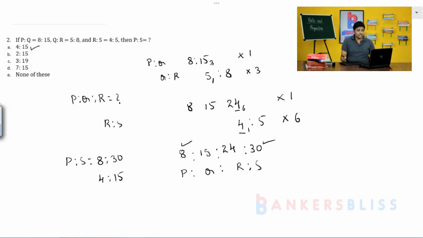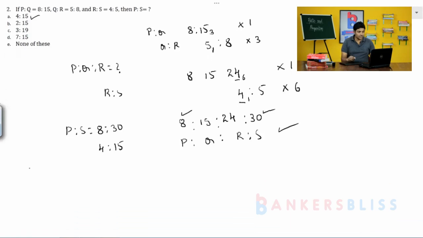Sometimes they may ask you to calculate P is to R. Sometimes they may ask you to calculate Q is to S. Sometimes they may ask you to calculate Q is to R. Okay, so these type of questions they may ask. So this is the feasible method. But in this question, they have asked us to calculate P is to S.